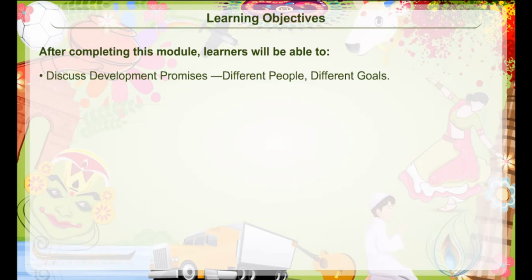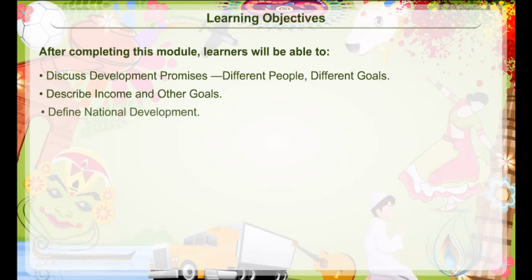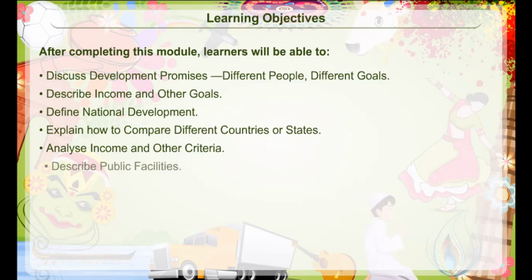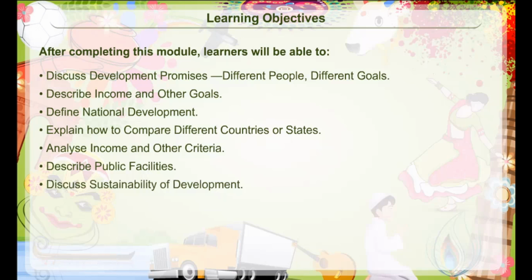Learning objectives. After completing this module, learners will be able to discuss development promises, different people, different goals, describe income and other goals, define national development, explain how to compare different countries or states, analyze income and other criteria, describe public facilities, discuss sustainability of development.